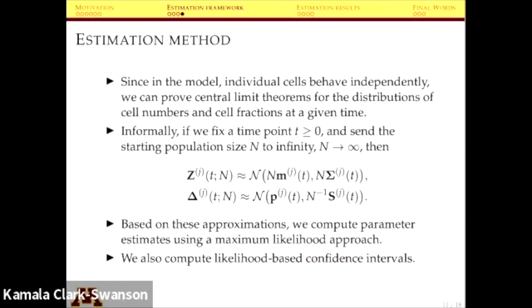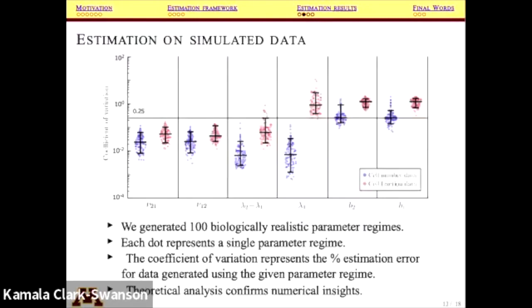So once you have these normal distributions, you can derive confidence intervals, and we simply use a maximum likelihood approach to get parameter estimates, and we also use the likelihood functions to get confidence intervals. But in the interest of time, I'm not going to go into details, and instead we're going to talk about some of the estimation results.